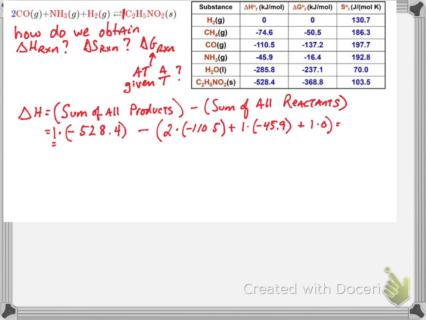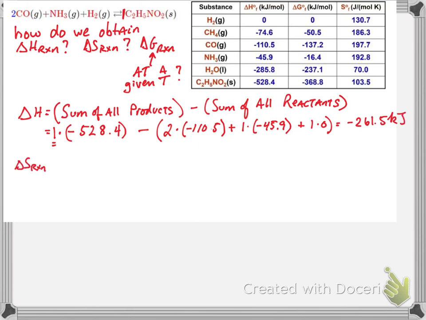So my suggestion is to do the parentheses first. So take the minus 528.4, well, that's only one value, but do the 2 times minus 110 plus the minus 45.9, then subtract that from minus 528.4. So if you do that, I get minus 261.5 kilojoules.